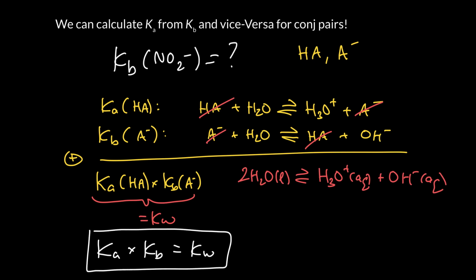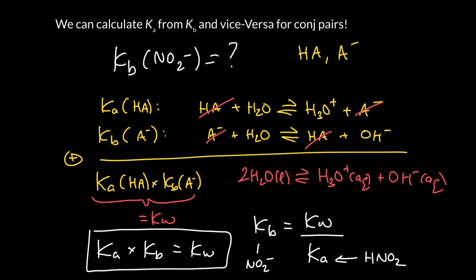So if we want to find Kb for the nitrite ion, all we have to do is rearrange this equation, and we can show it's equal to Kw over Ka. If we want this for nitrite, all we have to do is look up Ka for nitrous acid and divide it into Kw. And if you remember, Kw is 1 times 10 to the minus 14 at 25 degrees Celsius.